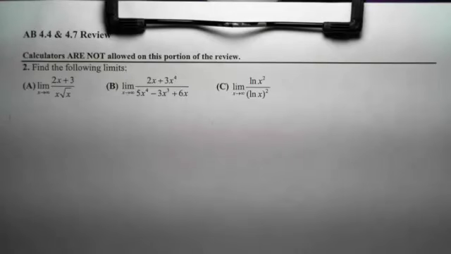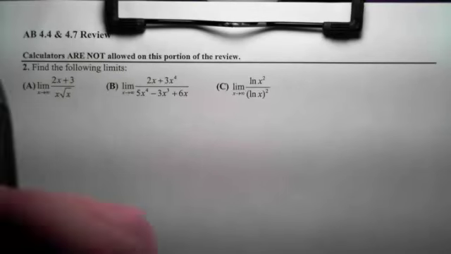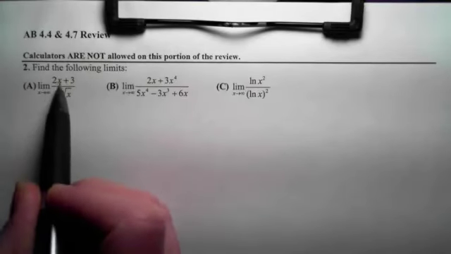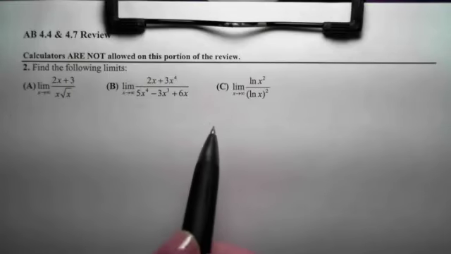This is the 4.4 and 4.7 review. Calculators are not allowed, and the problem is number 2, where we are again going to be dealing with indeterminate forms of limits. Now with each of these, when we plug in infinity, we will get a large number on top and a large number on the bottom.